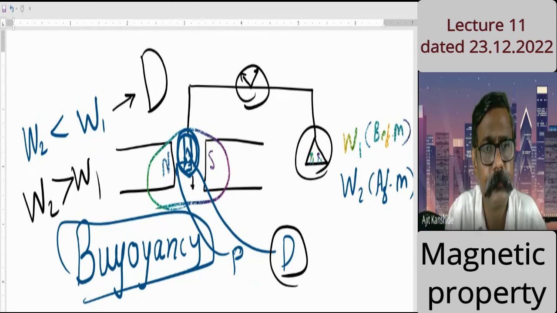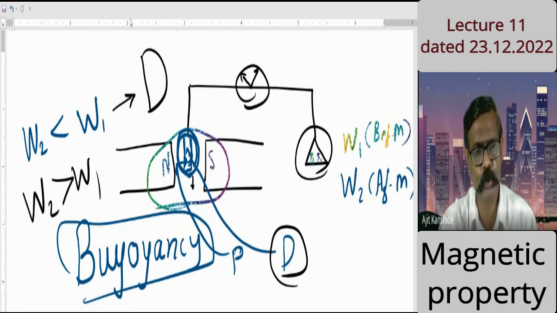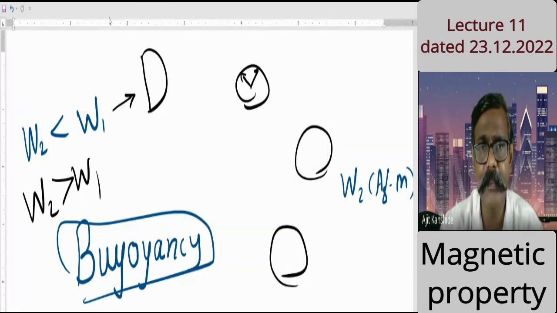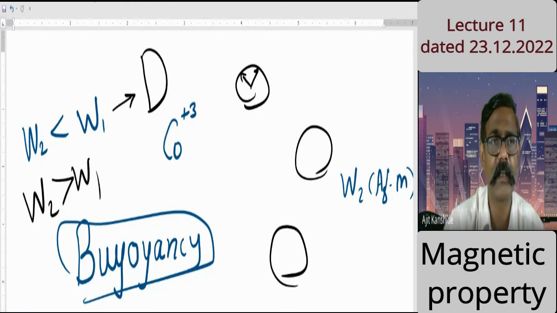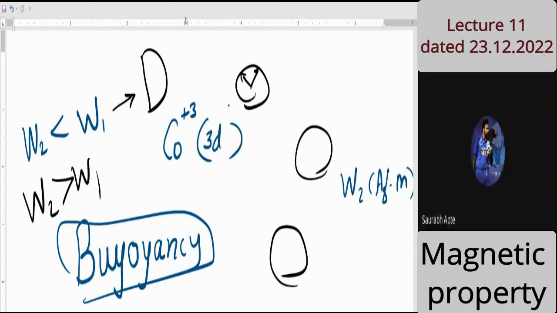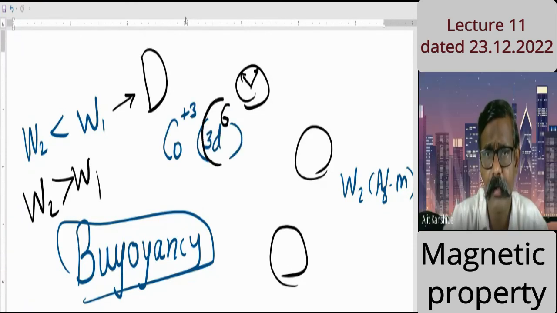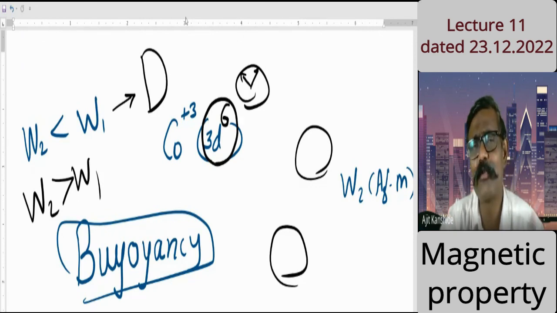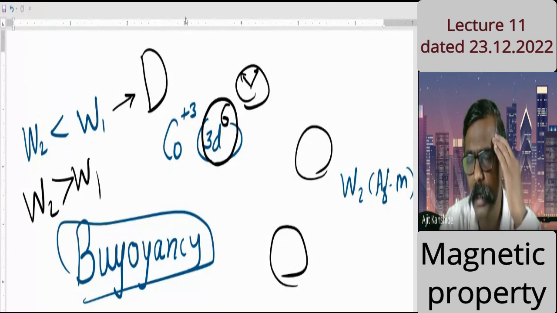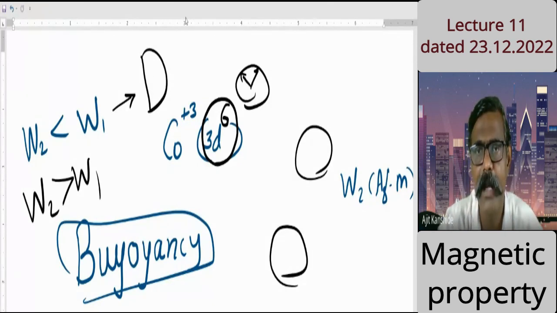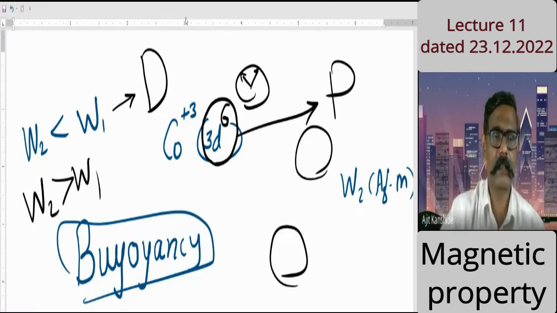Now the last example that we'll take, and then we'll stop our discussion. The example is cobalt plus 3. Help me. Electronic configuration. 3d6. Brilliant. So here both possibilities are there. It can be paramagnetic or diamagnetic. But as per your general understanding today, what will you say? Paramagnetic or diamagnetic? Paramagnetic. Yes, brilliant.